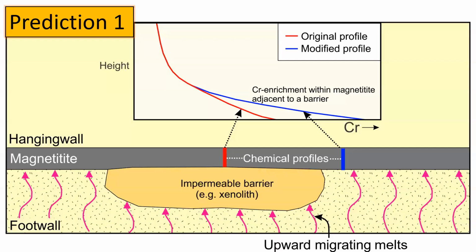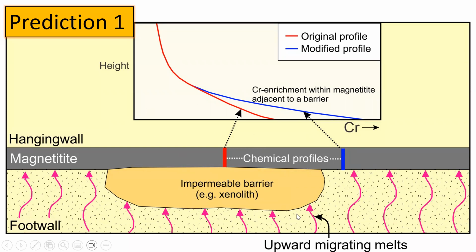Now, the first prediction states that if we had some kind of impermeable barrier underneath a magnetitite layer, say like a xenolith, it could shield the upper magnetitite from reaction with these chromium-rich melts, so that the magnetite here might have a much lower chromium concentration than the magnetitite sitting in the normal profile that was free to react with these chromium-rich melts.